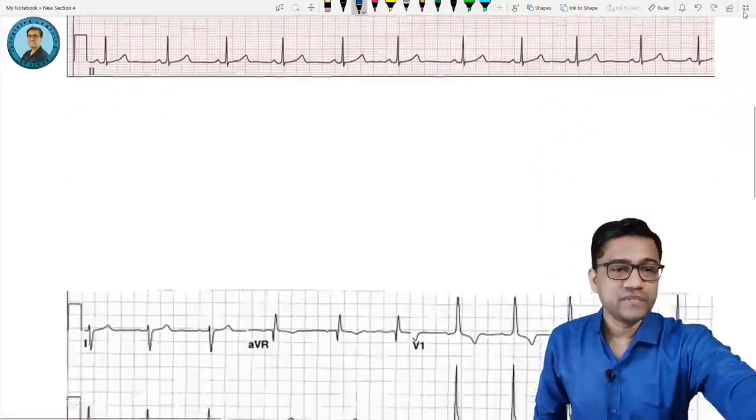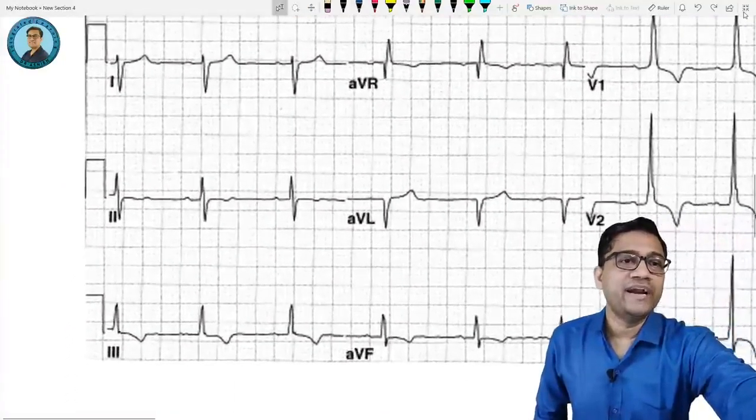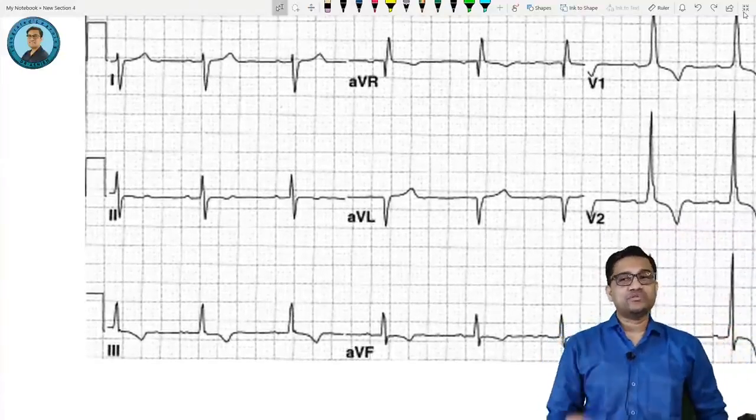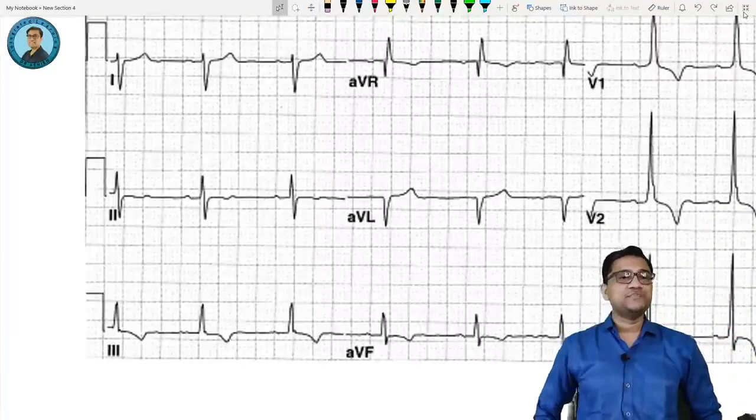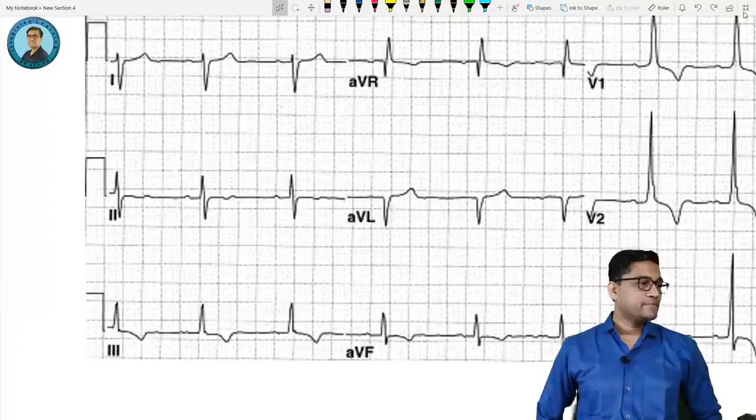Very good. Now look at this and try to diagnose. What is the axis in this person? Look at lead 1, lead 2, lead 3. Where is it biggest?